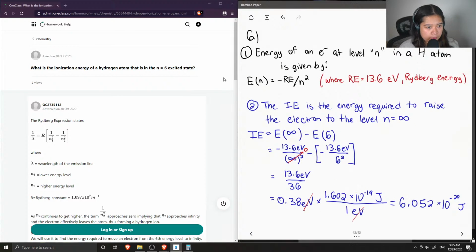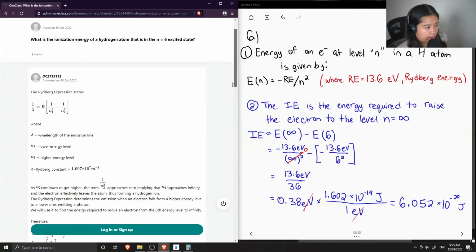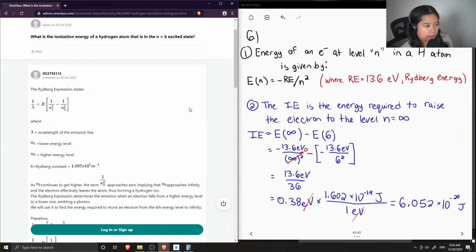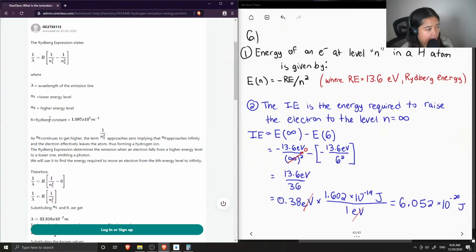Okay, so let's see what the junior tutor said. The junior tutor talks about the Rydberg expression. So this is another method of finding ionization energy. And they also show the whole Rydberg expression. Lambda is the wavelength of the emission line, N1 is the lower energy level, N2 is the higher energy level, and R is the Rydberg constant, 1.097 times 10 to the 7 inverse meters.